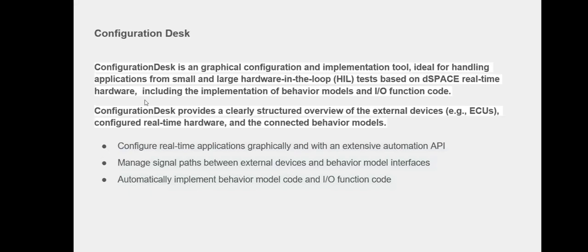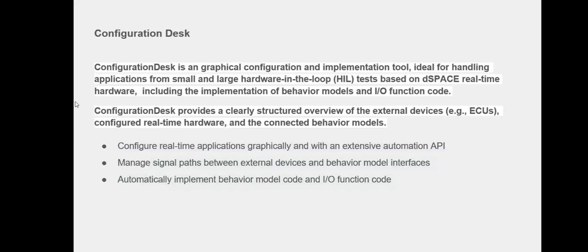So those things will be configured in the configuration desk. Whether it could be digital IOs, analog IOs, CAN signals, LIN signals, Ethernet, and DBC file, CAN DBC file. So all the signals will be configured in the configuration desk. Got it? And next, the configuration desk provides a clearly structured overview of all of the external devices configured in real-time hardware and connected behavior models.